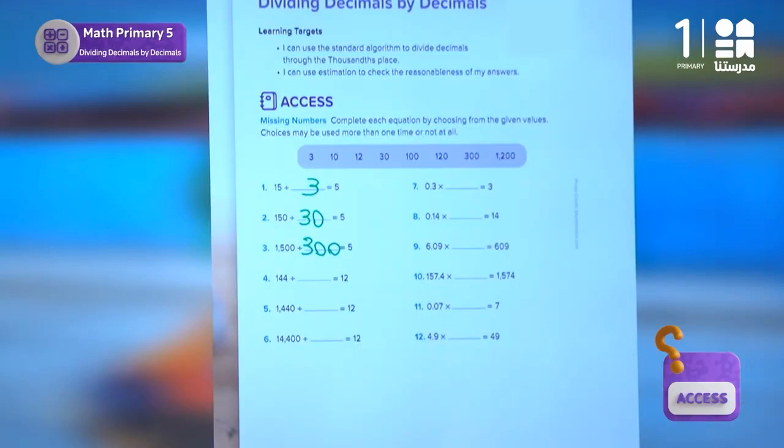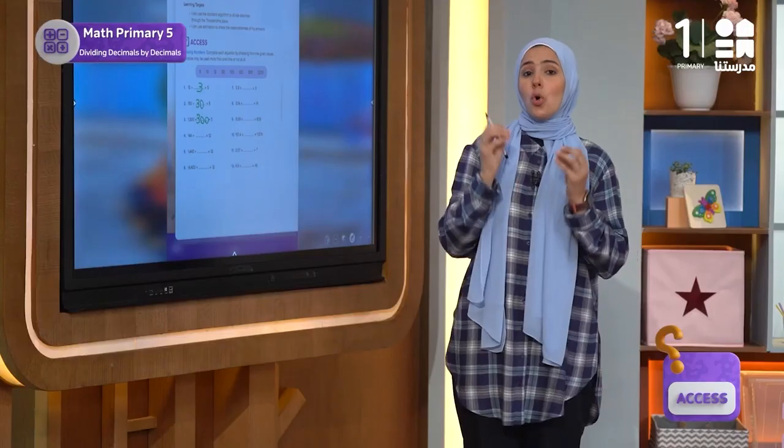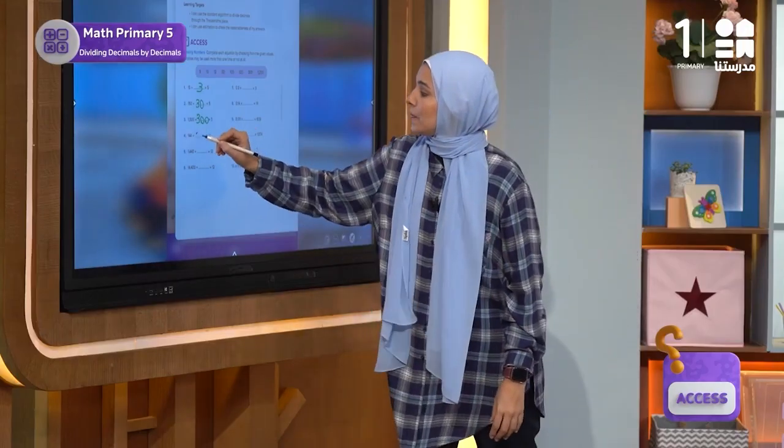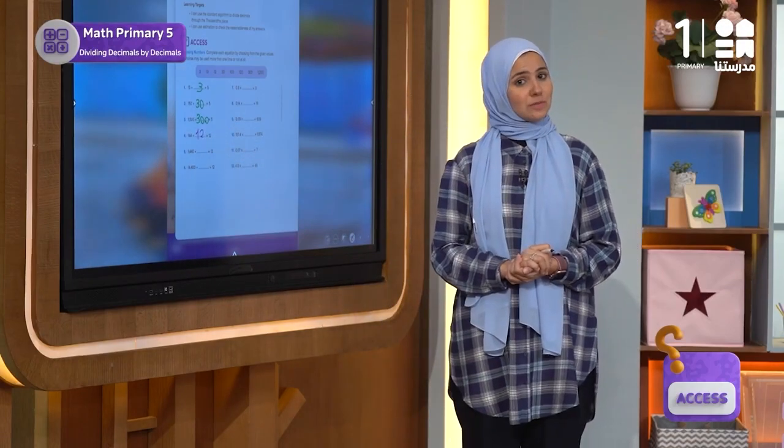And the values that we're choosing from are over here. So the closest number is going to be 12. So I'm going to write over here 12. And this is how we use mental math to solve it.